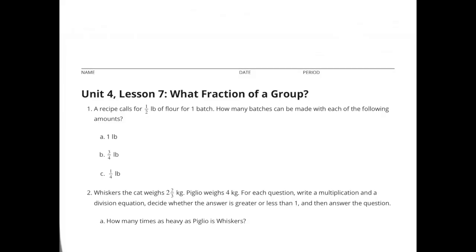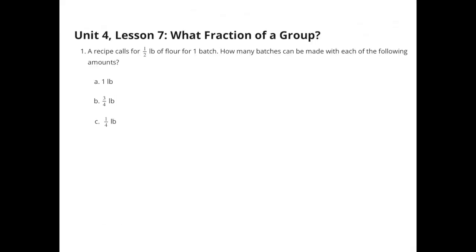Unit 4, Lesson 7. What fraction of a group? Number 1. A recipe calls for 1/2 pound of flour for one batch. How many batches can be made with each of the following amounts?